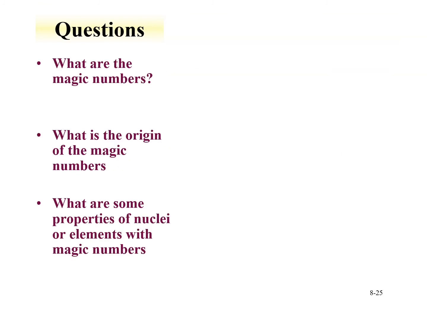We'll conclude this lecture with examples of questions you should be able to answer. An important concept that was discussed is magic numbers. So what are magic numbers? Well, the magic numbers themselves are listed here: 2, 8, 20, 28, 50, 82, 126, and 184.